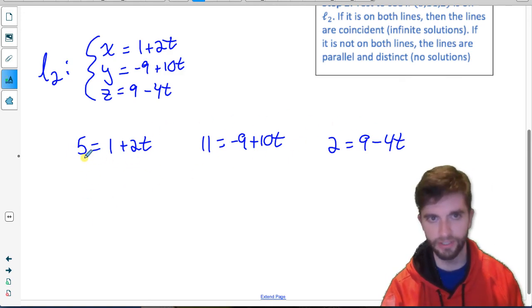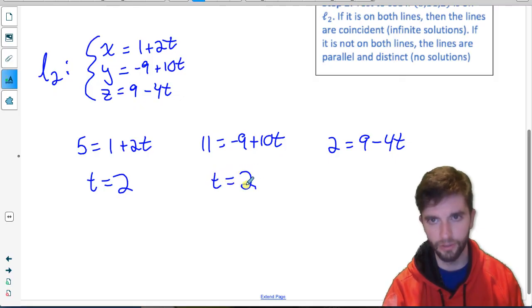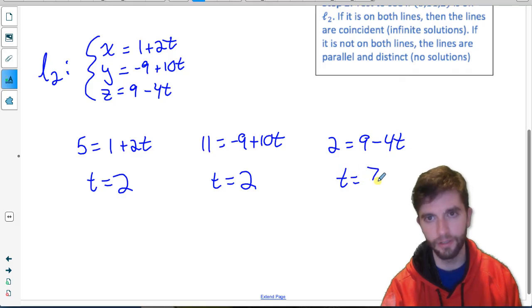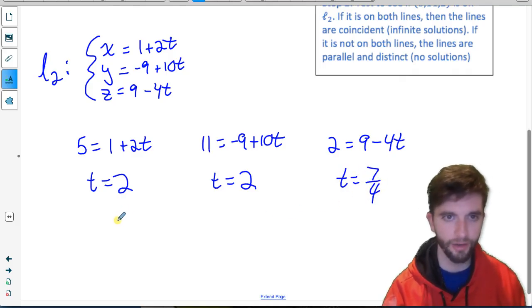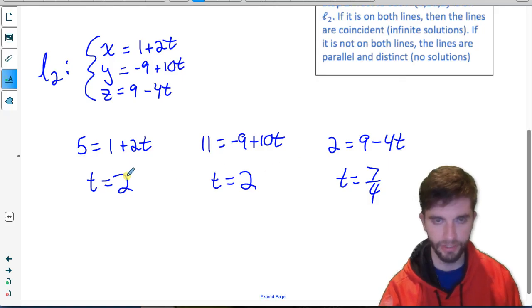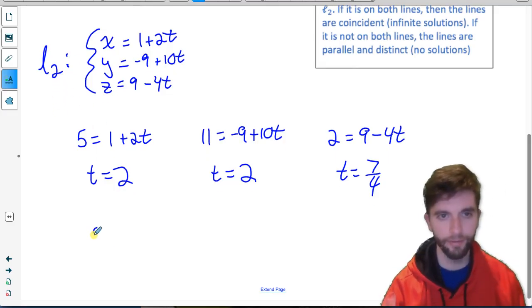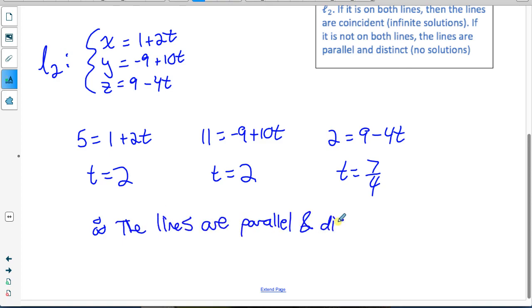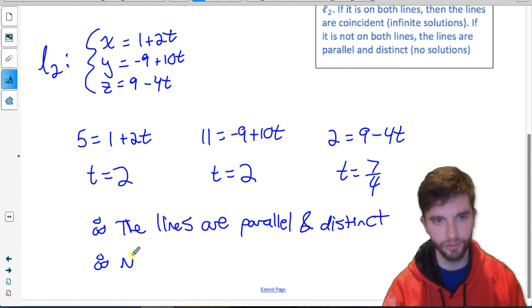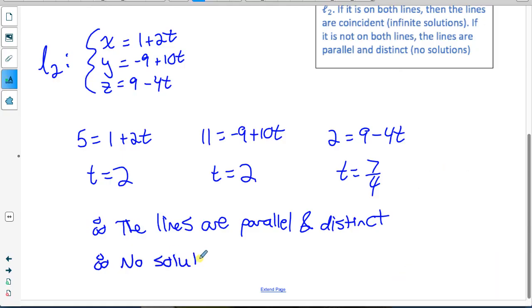So let me solve these equations. If I solve the first one, I get t equals 2. If I solve the second one, I get t equals 2. But if I solve this one, I get t equals 7 over 4. So since there is not a single value of t that makes all three of those equations true, I know the point 5, 11, 2, the point from line 1, is not on line 2. Therefore, the lines are parallel and distinct. Therefore, no solutions. They never intersect.